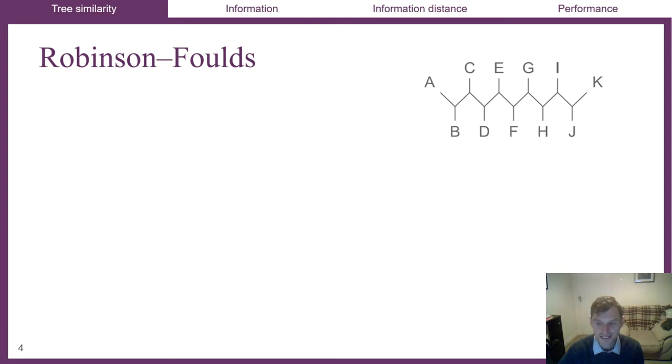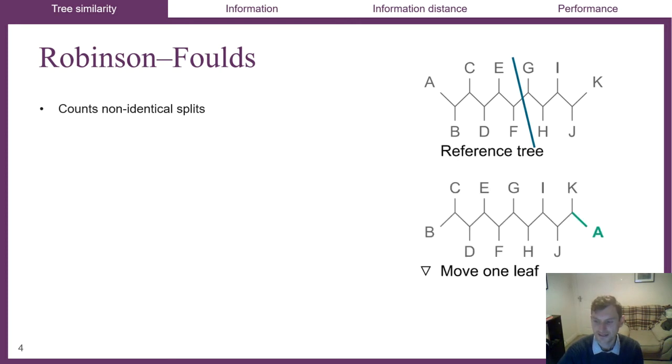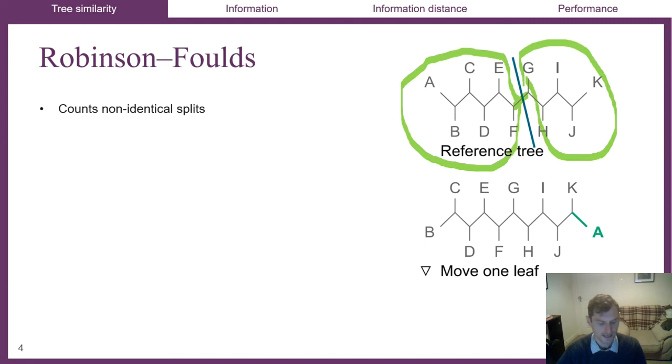The most widely used such measure is the Robinson-Foulds distance, which is based on the concept of splits. So each edge in a tree divides the leaves into two partitions or groups. And the Robinson-Foulds distance works by counting the number of splits in one tree that are not also present in the other, and vice versa.